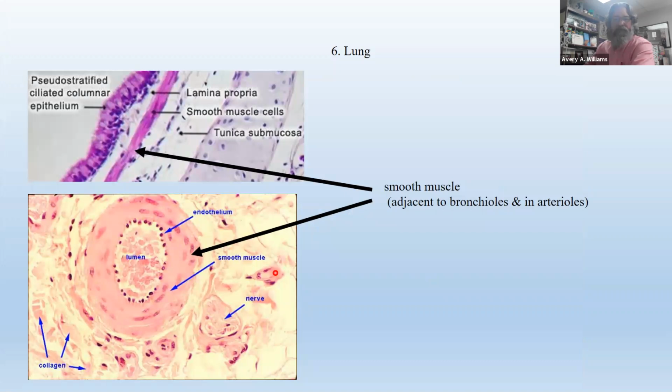All right. More lung. Here I'm showing you smooth muscle. Again, smooth muscle adjacent to the bronchioles. And then also, you're going to find smooth muscle in the walls of little arteries. And you can see these smooth muscle cells kind of going around. That's what gives the bulk of the wall its thickness, that smooth muscle. Look, there's that word endothelium, remember? Endothelium, that's the simple squamous epithelial cells that form the inner lining. That's a good picture.